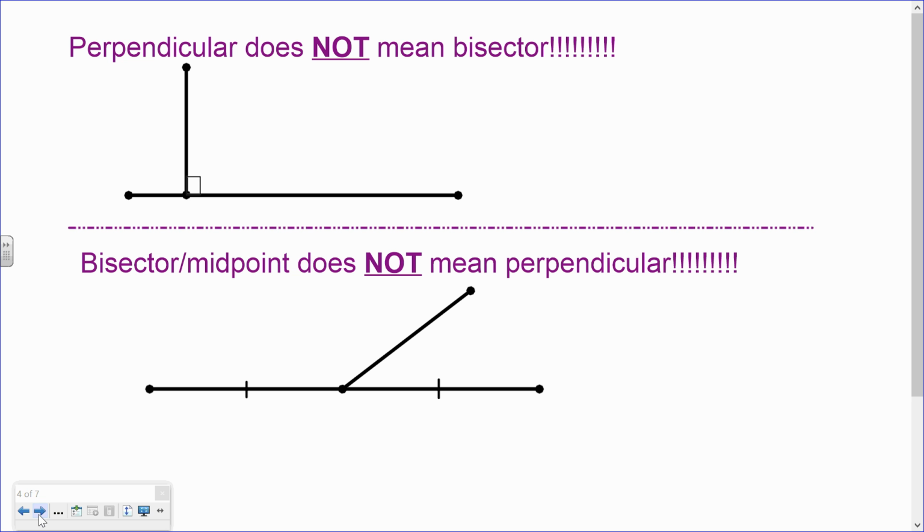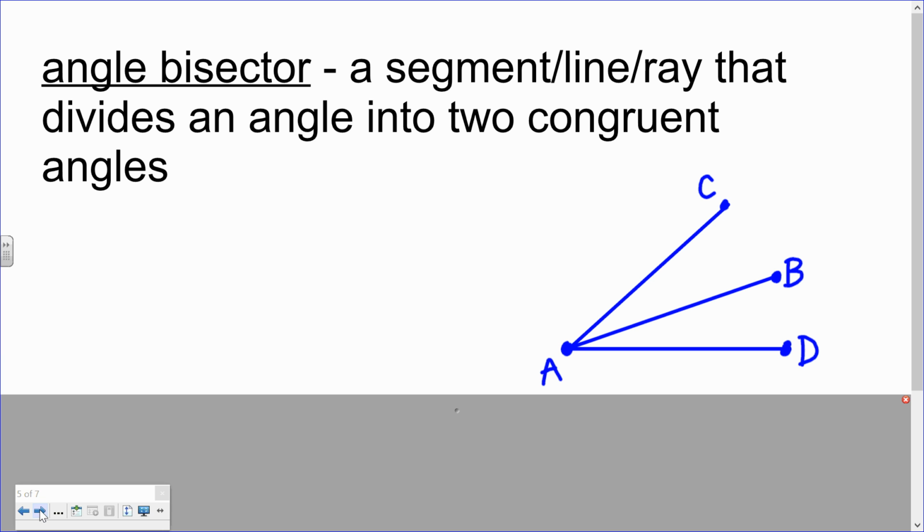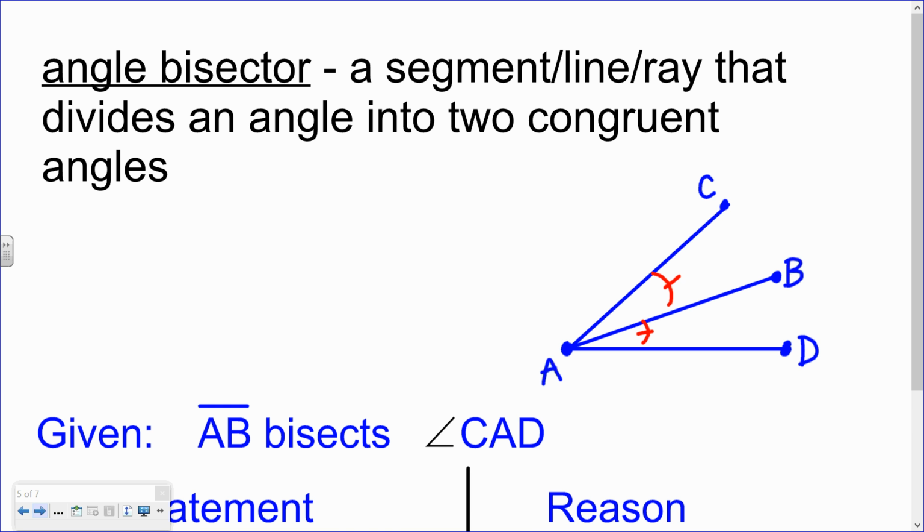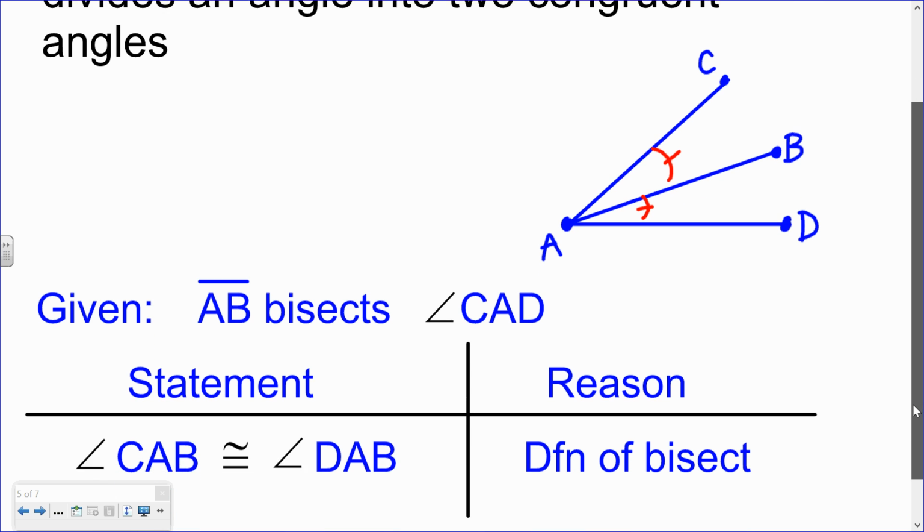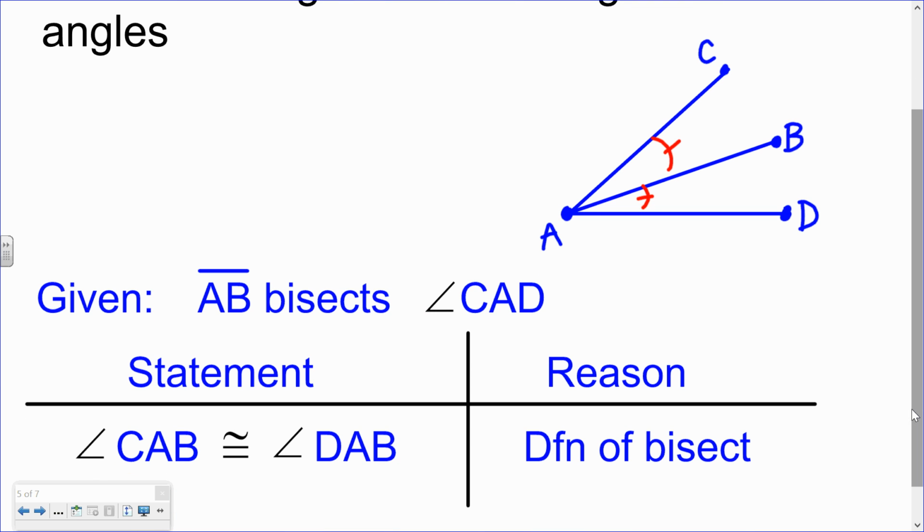Questions? Okay, just a couple other things to quickly review here with you then. We can also bisect angles. That simply means we have a line or a ray or a segment that divides an angle into two congruent parts. So these would be congruent angles. So if we are given that AB bisects angle CAD, that means we can write in our proof angle CAB is congruent to angle DAB, and our reason would just be definition of bisect, much as what we saw before.